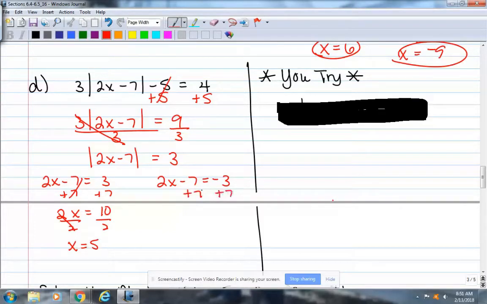Add 7. 2x equals 4. Divide by 2. X equals 2. So those are my solutions. So those are really as difficult as they get when you have to get the bars by themselves first and then split it up. So any questions about that?